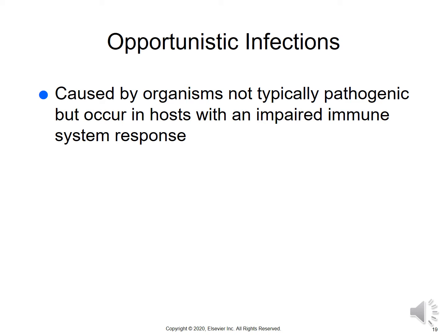Over time, other persons' immune systems become weakened and diseases result that are not typically seen in patients with healthy immune systems, such as PCP pneumonia and oral candidiasis, or thrush.